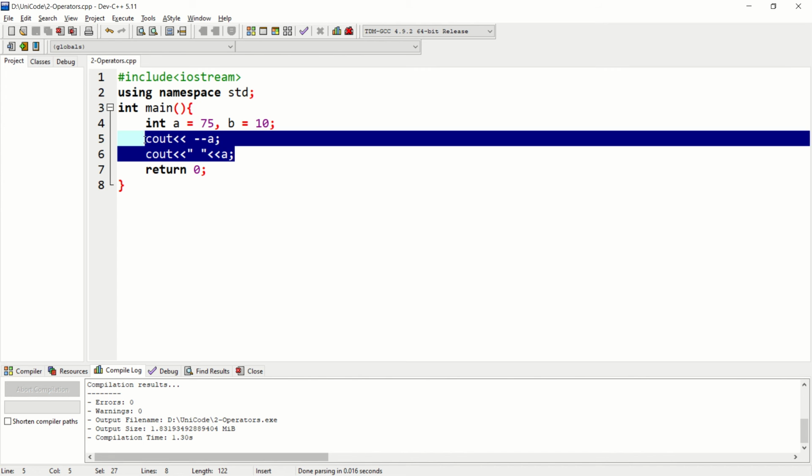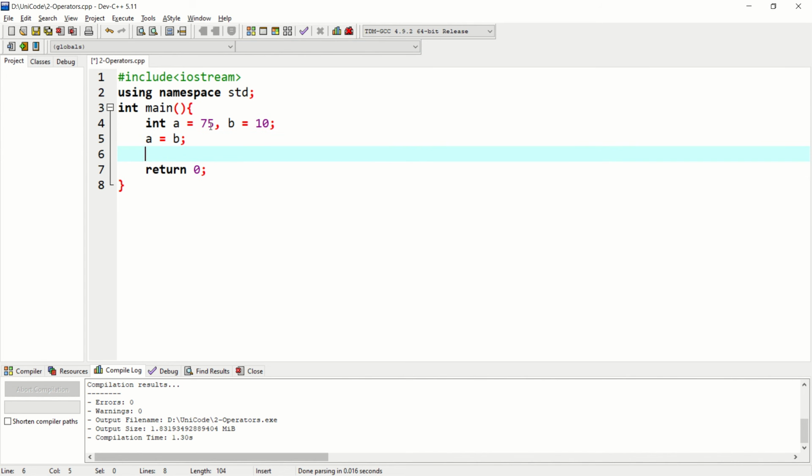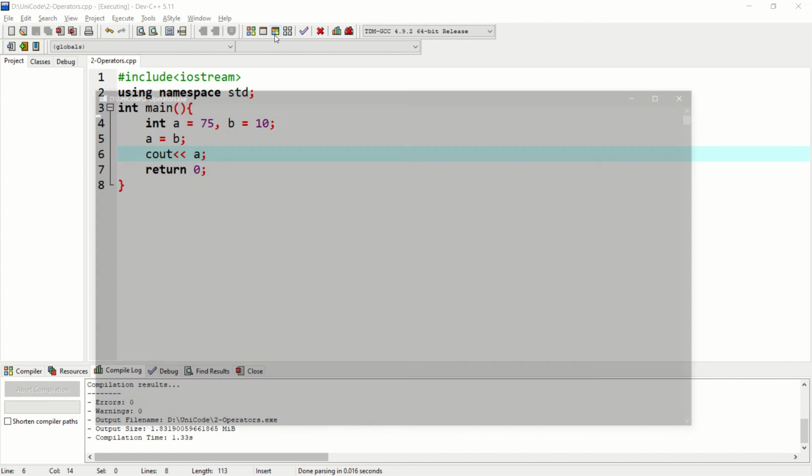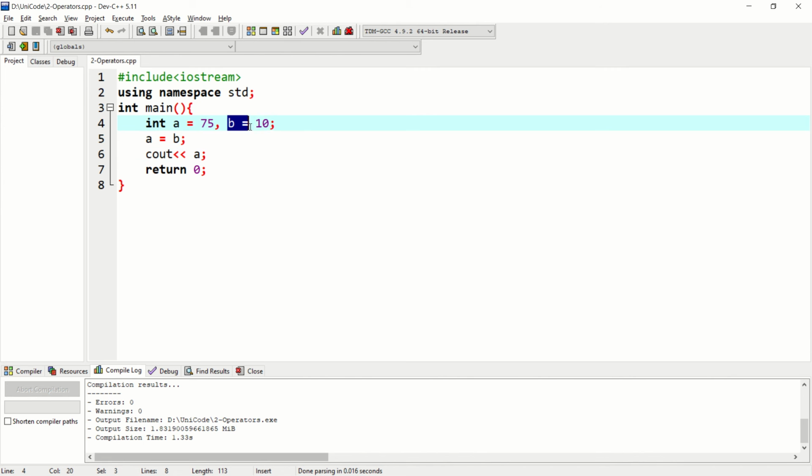Assignment operator, I hope you can find that in this code. A equal to 75, we gave a value of 75 to a, we assigned value 75 to variable a. Even if I write here a equal to b, cout a, you can see an output of 10. What is 10? 10 is the value of variable b. So the assignment operator works on constants as well as variables. The value of b was assigned to a. Okay, this was our assignment operator.